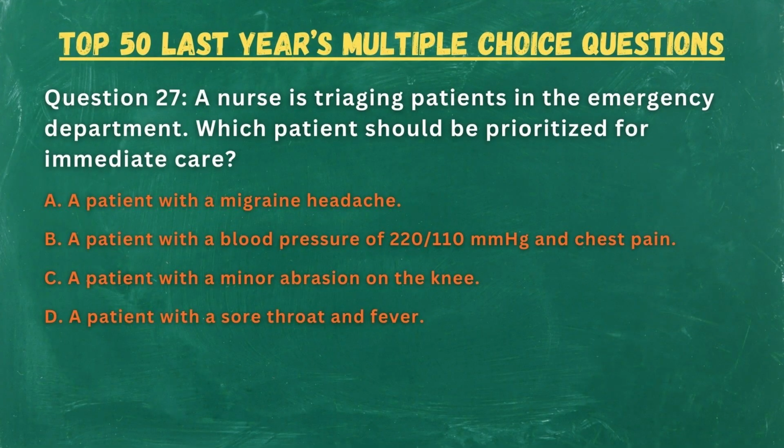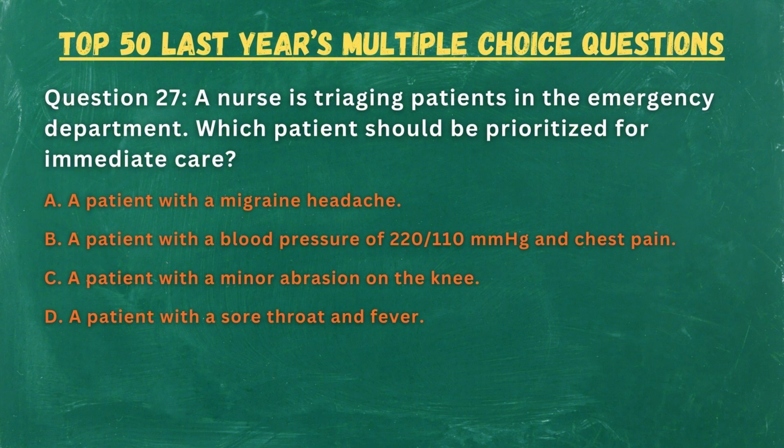Question 27. A nurse is triaging patients in the emergency department. Which patient should be prioritized for immediate care? A. A patient with a migraine headache. B. A patient with a blood pressure of 220/110 mmHg and chest pain.